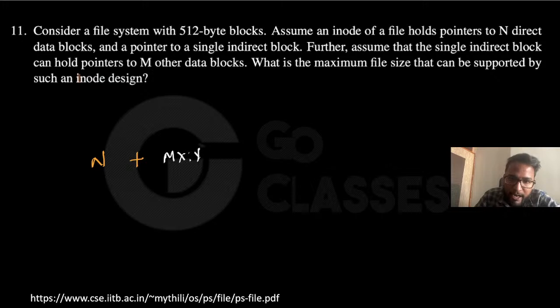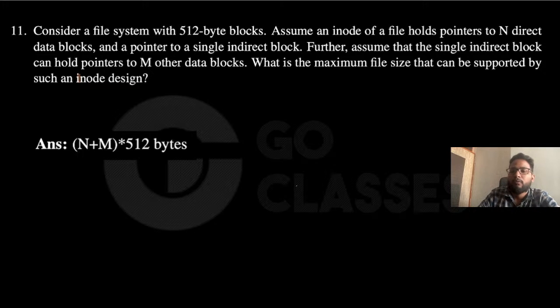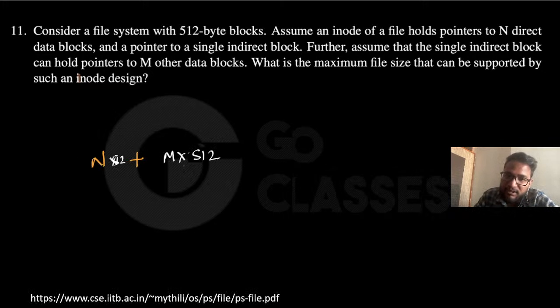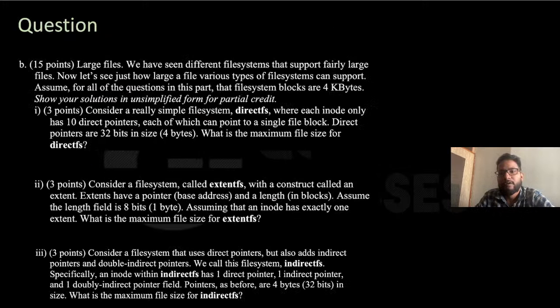Sorry, this is m into 512, and this is n into 512. 512 will be common, so (n plus m) times 512. Why? Because I don't just have 1, I have m here, and n I have already at the first level, and then there is one pointer which is singly indirect that is pointing to m data blocks. So because of this I have m, because of this I have n, and the block size is 512. So that's why this is the answer. I hope you are getting it. Let me know if there is any doubt.